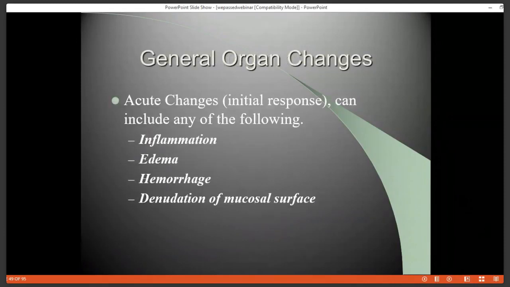Acute changes. These are initial responses that are seen certainly in the radiation therapy world. They can include any of the following things such as inflammation, edema, hemorrhage, or denudation of the mucosal surface, which really is flattening of the mucosal surface.